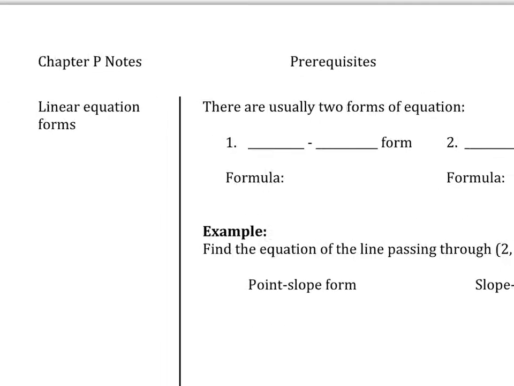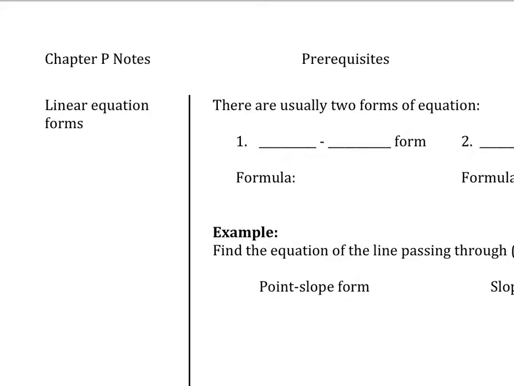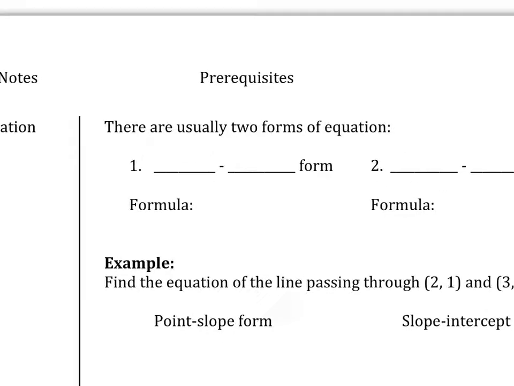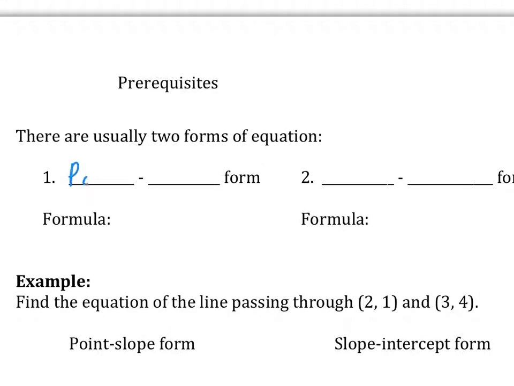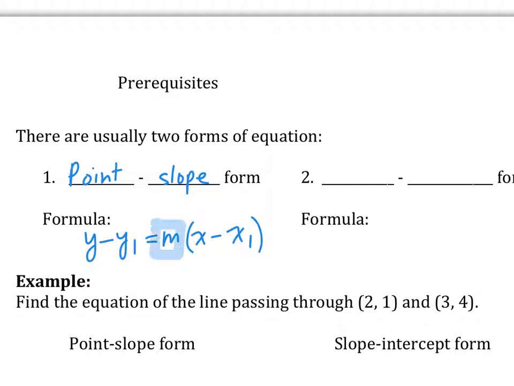Next, there are usually 3 forms of linear equation. First one is our point-slope form. Do you remember the equation for point-slope form? It's y minus y1 equals m times x minus x1. Yes. So this is the point-slope form. What you need to fill in is your slope and your point. You have a point and you have a slope.